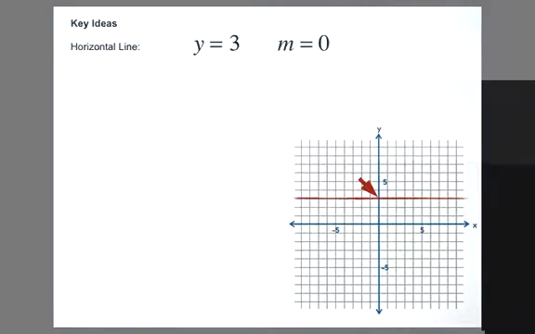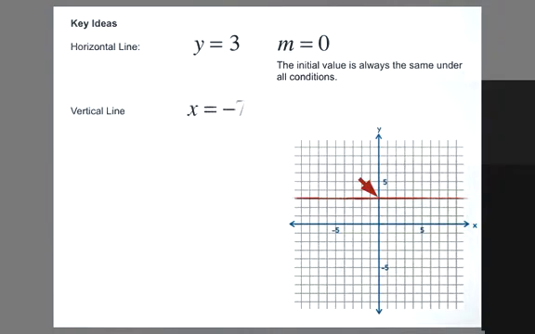The slope is 0. That's because there's never any rise. It's a perfectly flat horizontal line. The y value is always the same under all conditions. No matter what value of x, you're only going to have a value of y of 3.